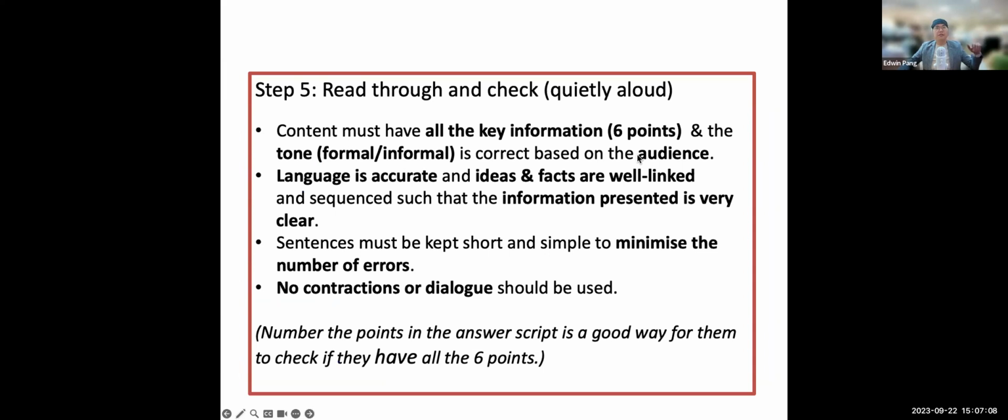And finally, in step 5, what we'll do is we'll read through our finished response in order to check, right? All 6 points are there. I have written it in the correct tone, formal or informal, based on the audience that I have determined. If it's to a customer service manager, it'll be formal. If it's to my friend, it'll be informal, and so on and so forth. Language is accurate. Ideas and facts are well linked.